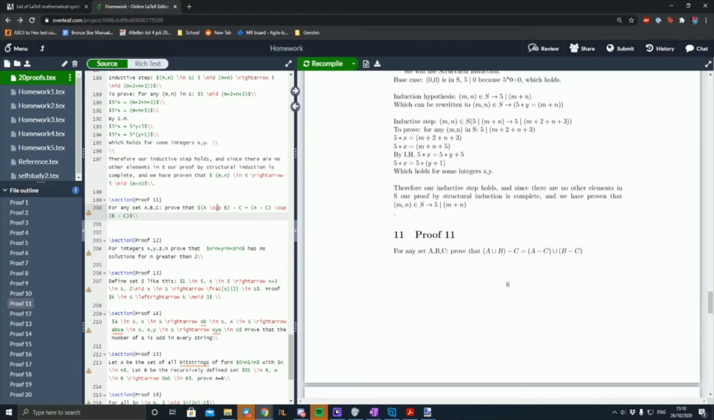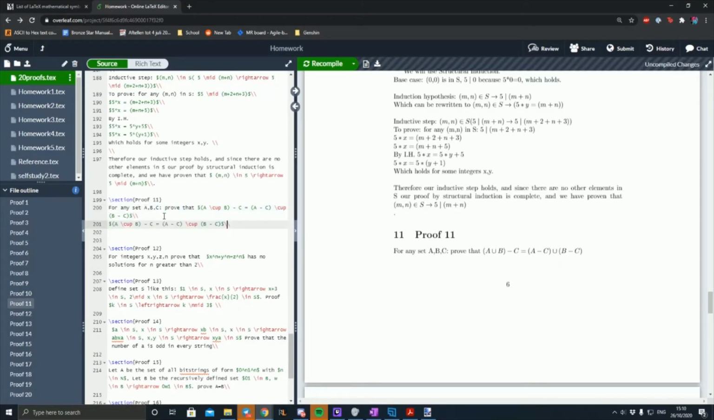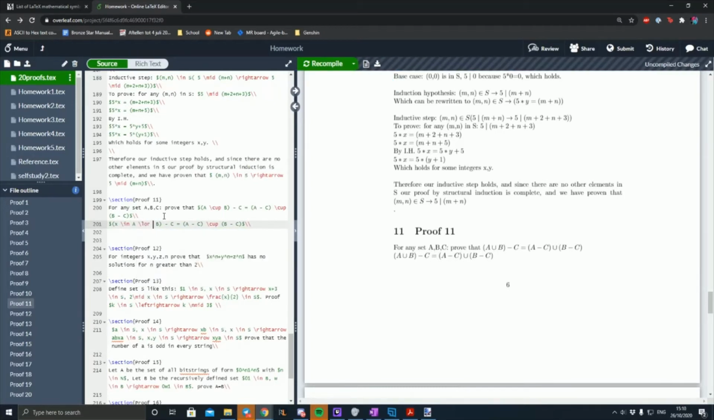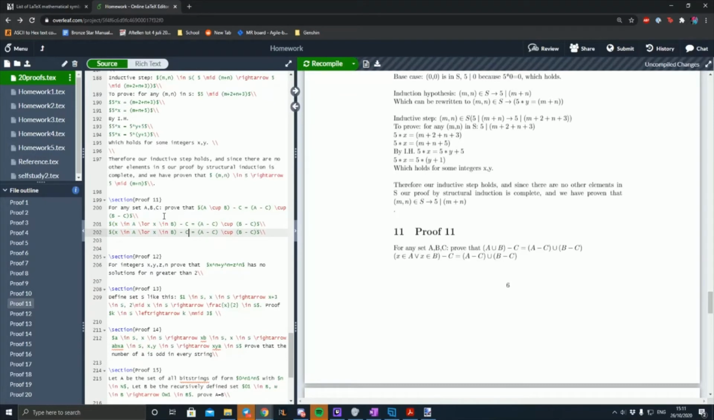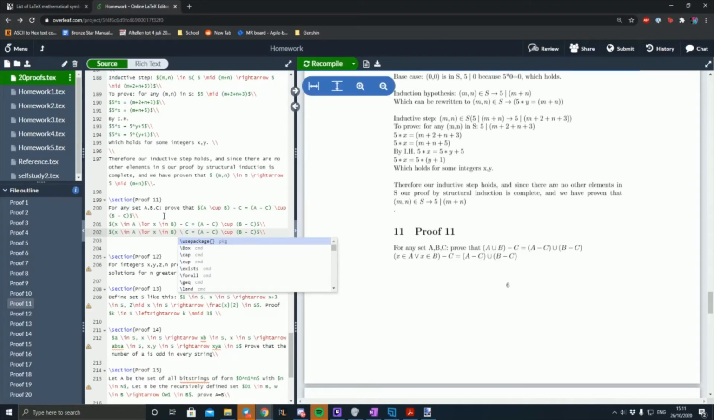So we want to prove that (A ∪ B) − C is equal to (A − C) ∪ (B − C). If we write that in predicate logic, we're just going to do a direct proof, no fancy shenanigans here. That means the elements of x that are in A, logical OR, the elements of x that are in B, minus C, is equal to this stuff. And this is the elements that are in there and not in C, right? Yeah, I think so.